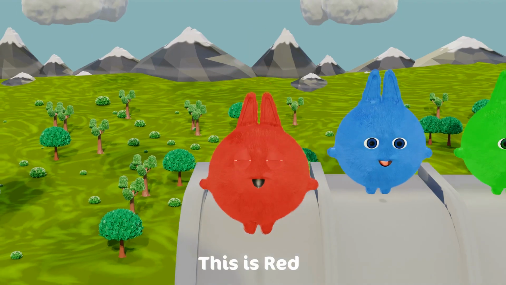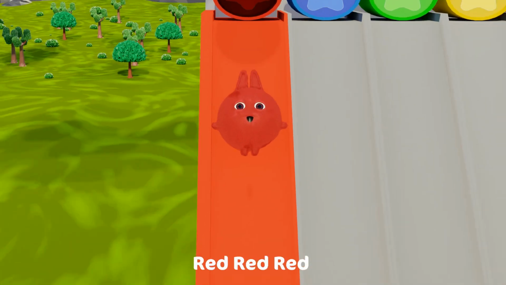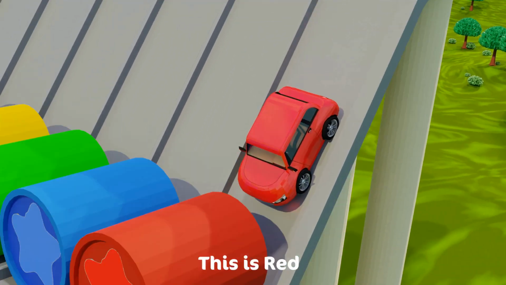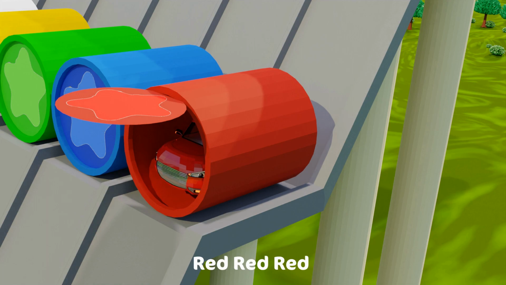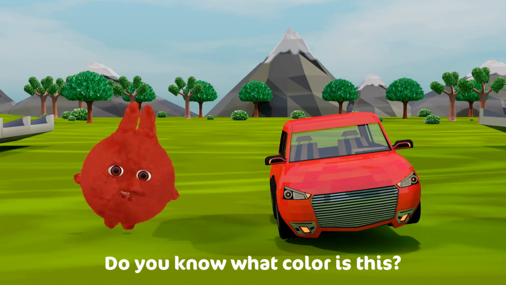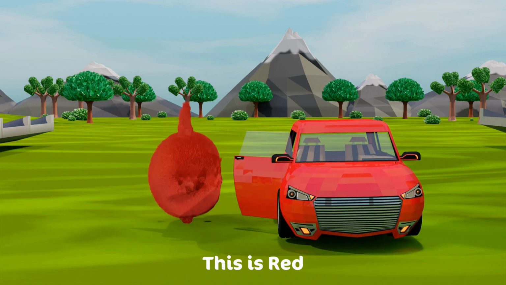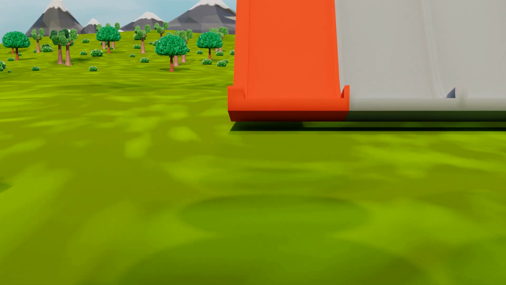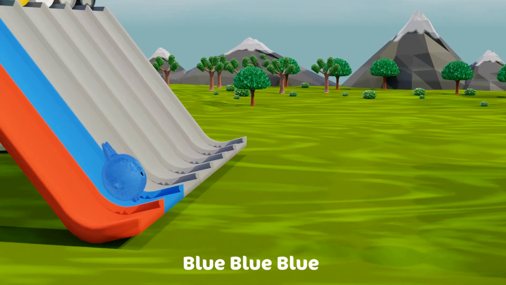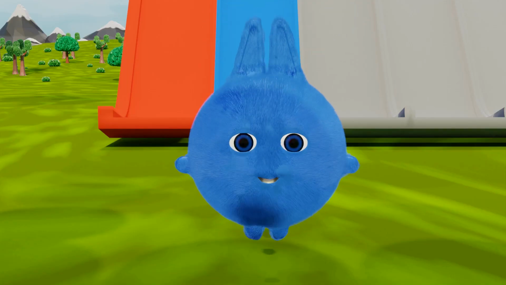This is red, the color red. Do you know what color this is? This is red. This is blue, the color blue.